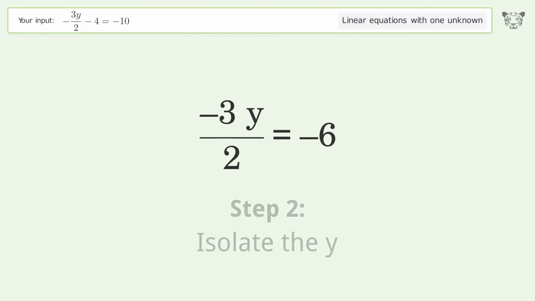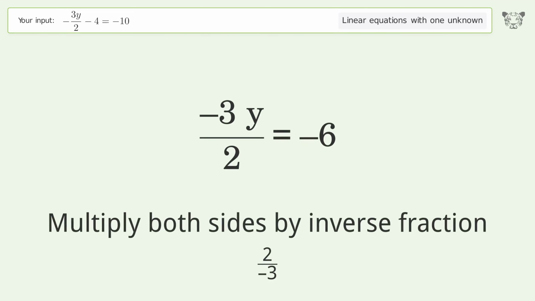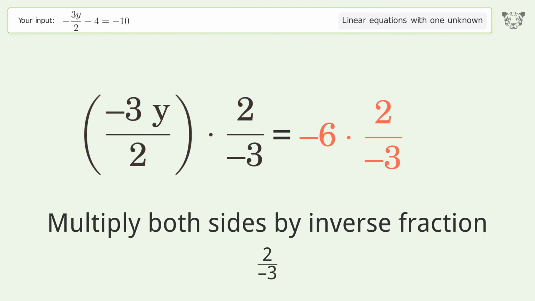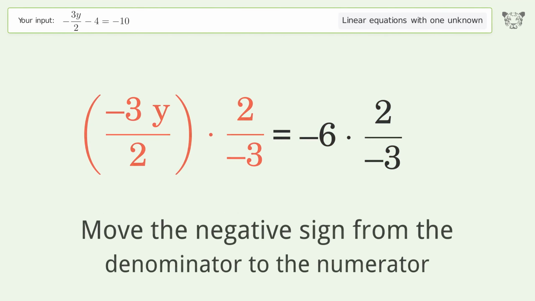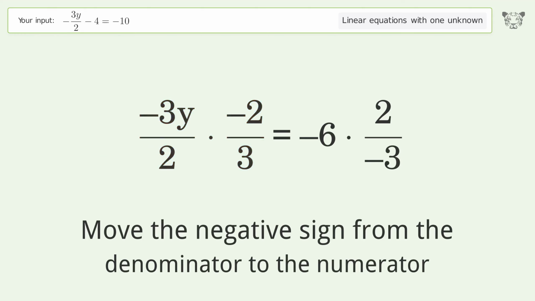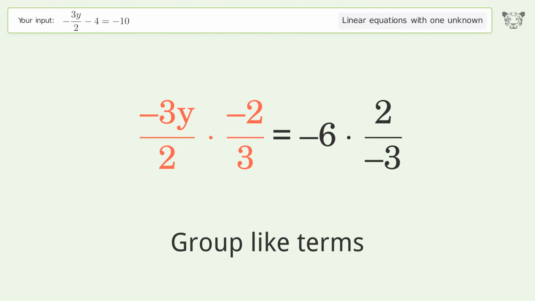Isolate the y. Multiply both sides by inverse fraction 2 over -3. Move the negative sign from the denominator to the numerator. Group like terms.